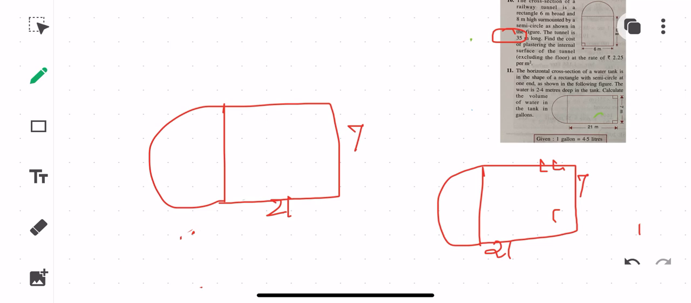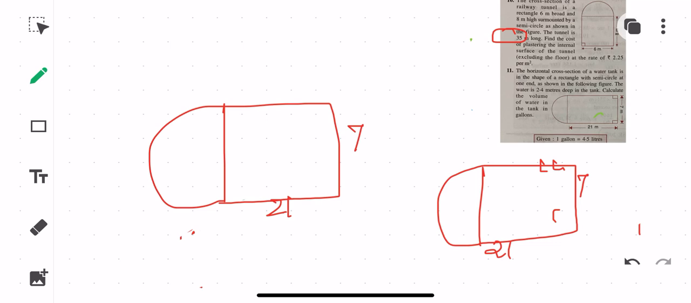So you have to find out the volume. Now you know the formula, children, that if you want to find out the volume in terms of cross section, what is the formula? The formula is given by area of cross section into length. So here I will first be finding out the area of cross section.